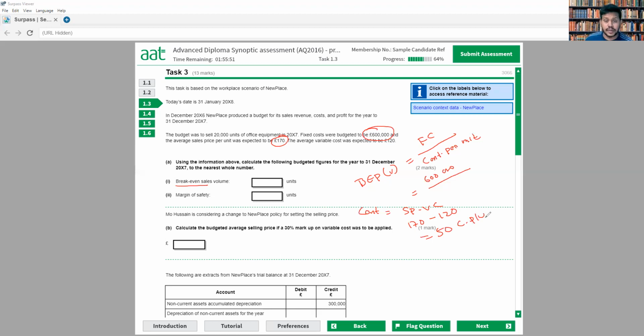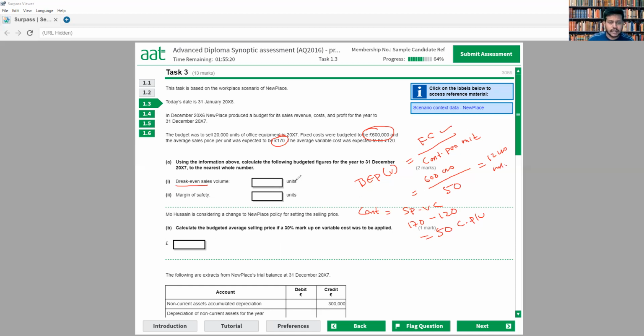So the formula for the break-even point is fixed cost divided by contribution per unit. So the contribution per unit is 50. You have to calculate the contribution separately, that is selling price minus variable cost. So now if I do that, 600,000 divided by 50, that should give me 12,000 units. That's my break-even unit, 12,000 units.